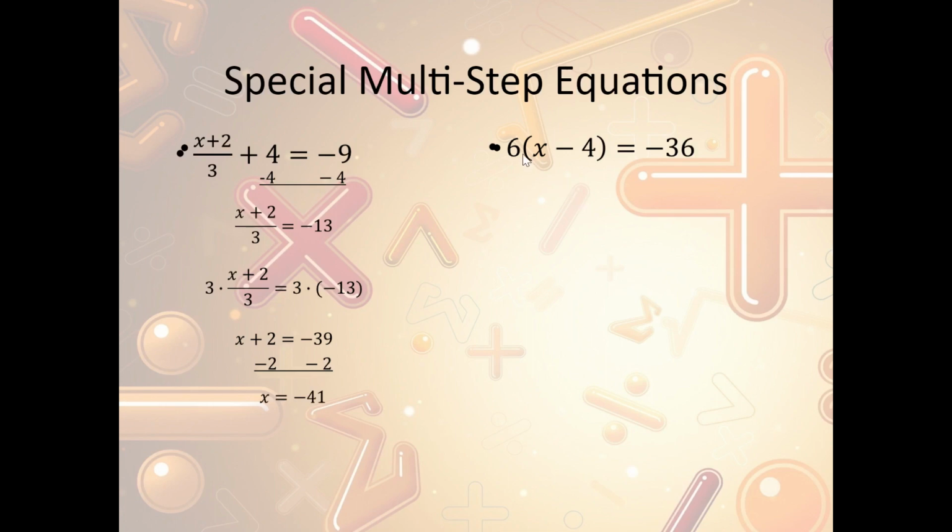Now let's look at this example here. We have 6 times (x minus 4) is equal to negative 36. So I could distribute this, but I don't need to. I'm going to get rid of whatever's furthest away first. So the negative 4 is inside the parentheses with the x, so I'm going to get rid of this 6. Well, the 6 is multiplying these things here, so I'm going to undo it by dividing by 6. And I'm left with x minus 4 is equal to negative 36 divided by 6, which is negative 6. Now I have a minus 4 here, so I'm going to undo that by adding 4 to both sides. And I get x is equal to negative 6 plus 4, which is negative 2.